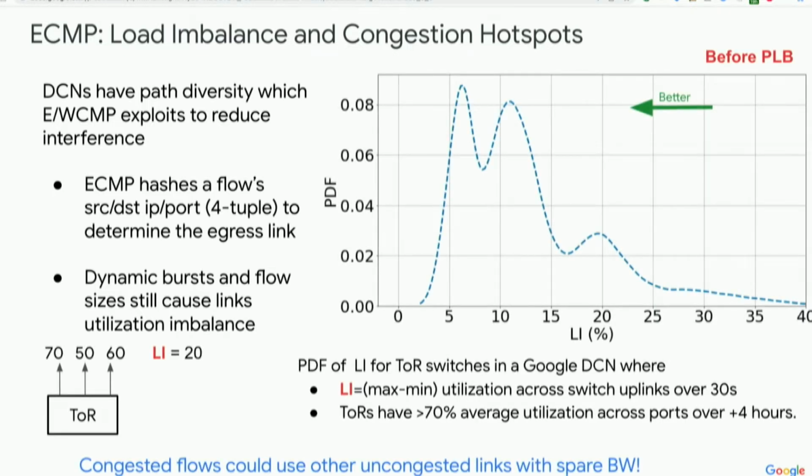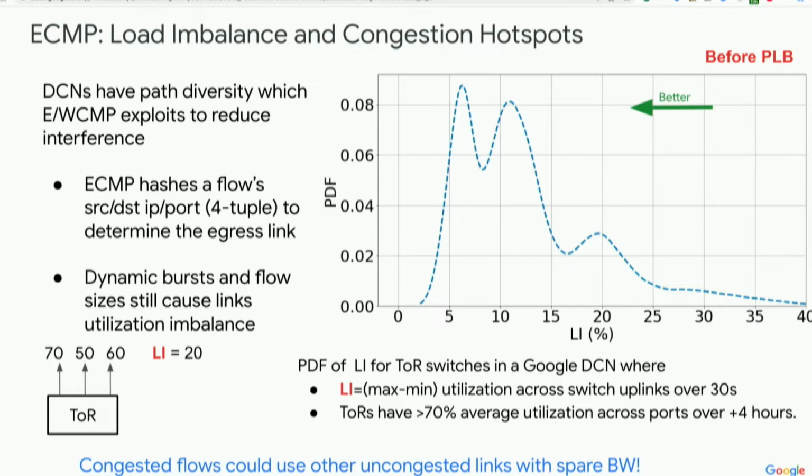On the right is an example of how ECMP-induced imbalance looked like for busy TORs in a data center network at Google before PLB was deployed. We look at busy TORs because that is where load imbalance hurts the most. This graph shows the probability density function of the load imbalance metric, Li, from 1 day's worth of data.